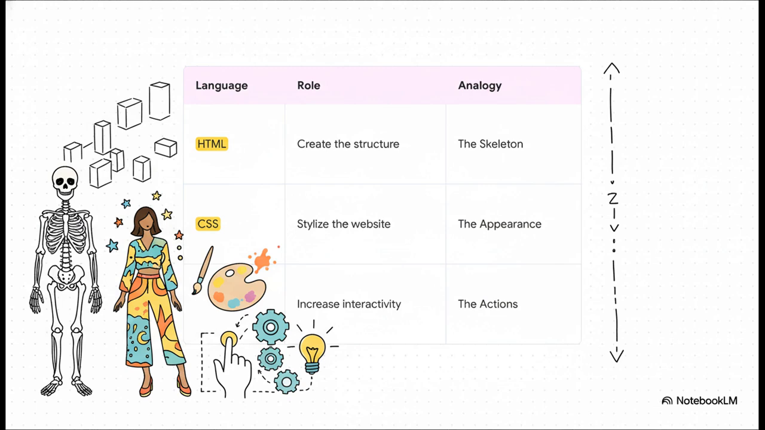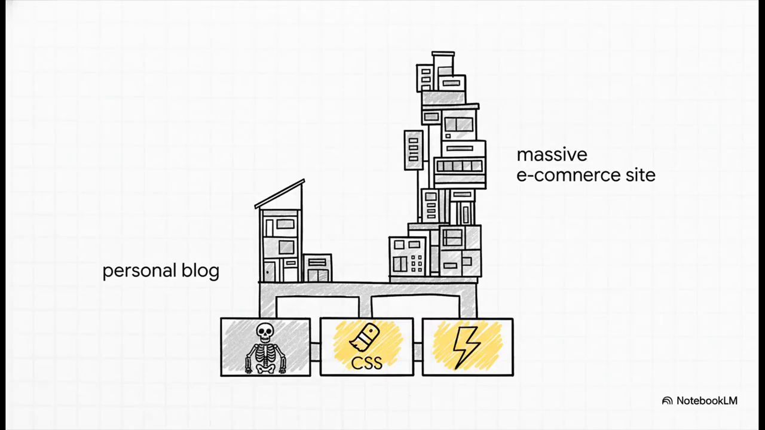It all comes back to our person analogy, right? HTML is the skeleton. Its job is to create the structure. CSS is the appearance. Its job is to stylize the website. And JavaScript provides the actions, making the whole thing interactive. Each one has a distinct role, and they are at their best when they all work together. And that's really the key takeaway here.